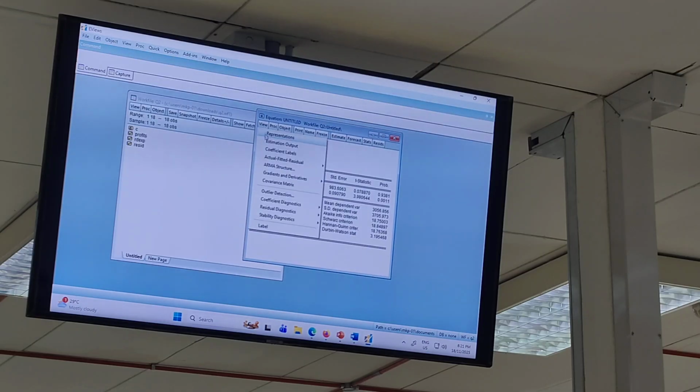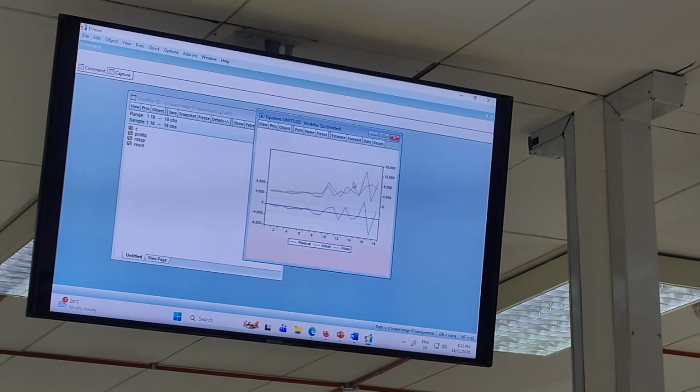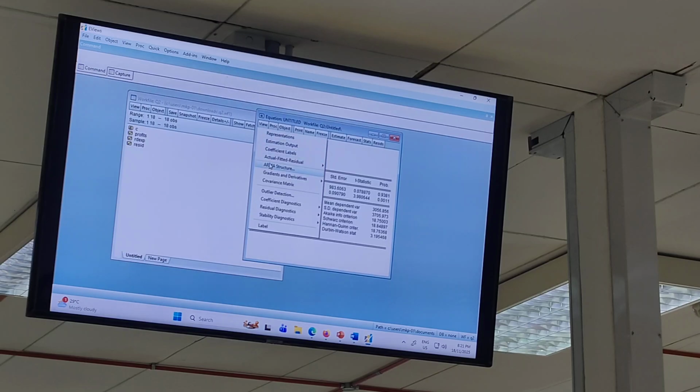If you go to the actual fitted residual graph, you can see that the spread of the residual is getting bigger. How to get this one? After you estimate the model, you go to View, Actual Fitted Residual Graph.